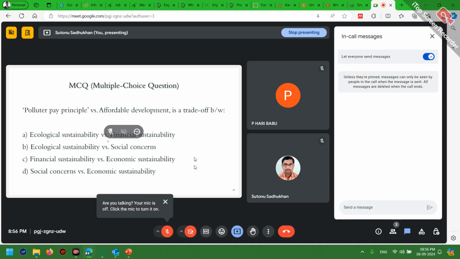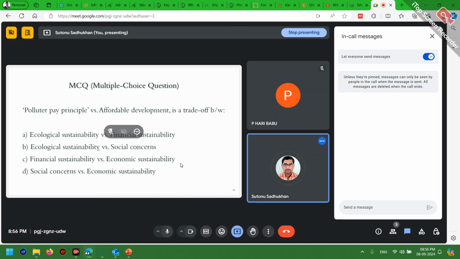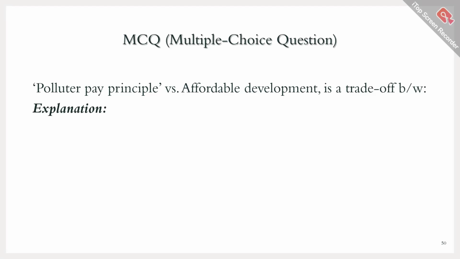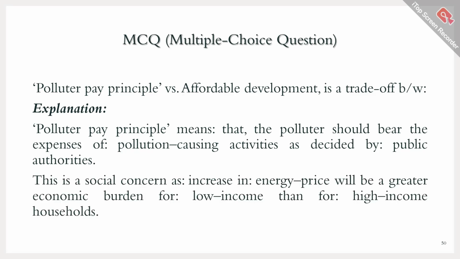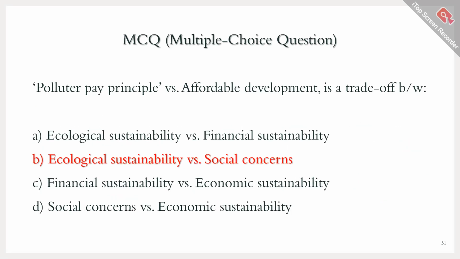Okay, so we will again proceed with the correct answers. So the explanation is, polluter pays principle means that the polluter should bear the expenses of pollution causing activities as decided by public authorities. This is a social concern as an increase in energy price will be a greater economic burden for low income than for high income households. And so option B, that is ecological sustainability versus social concern, is the trade-off we are talking about.